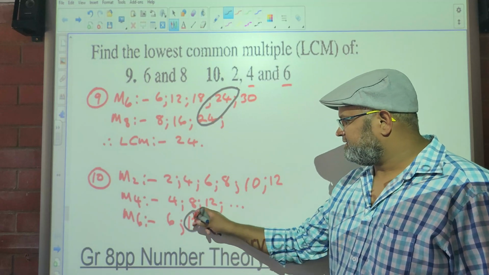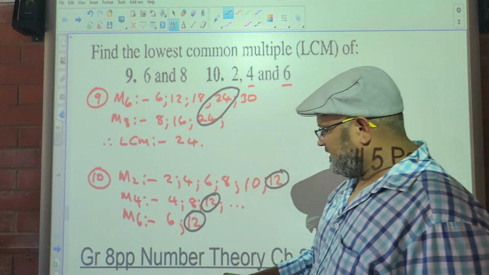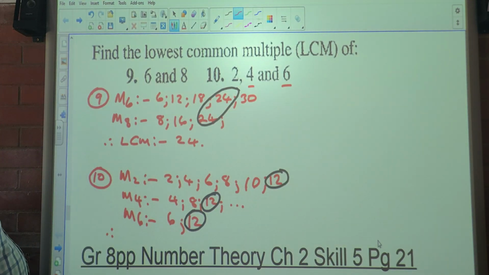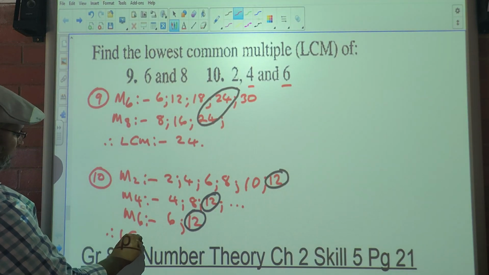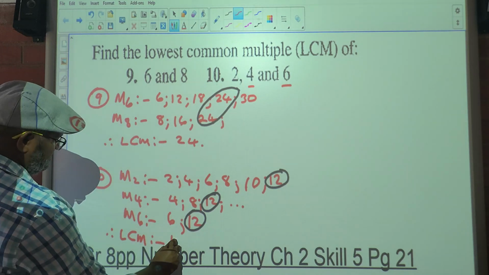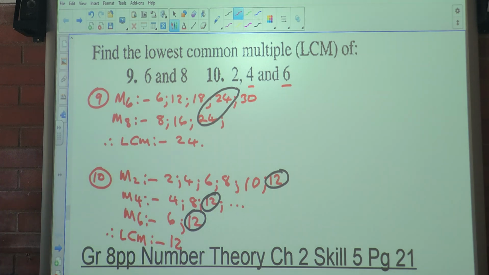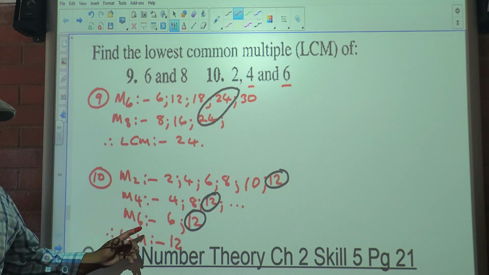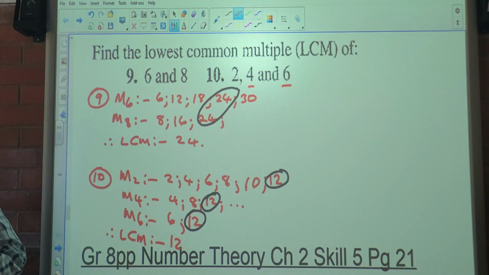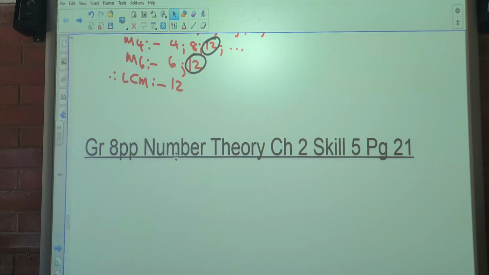Can you see that, people? So therefore, in conclusion, the LCM is going to be what? What does that mean? That means to say that 12 is the smallest number that 6, 4 and 2 can divide into without a remainder. Okay, you guys understand? Alright, that's number 9 and 10.